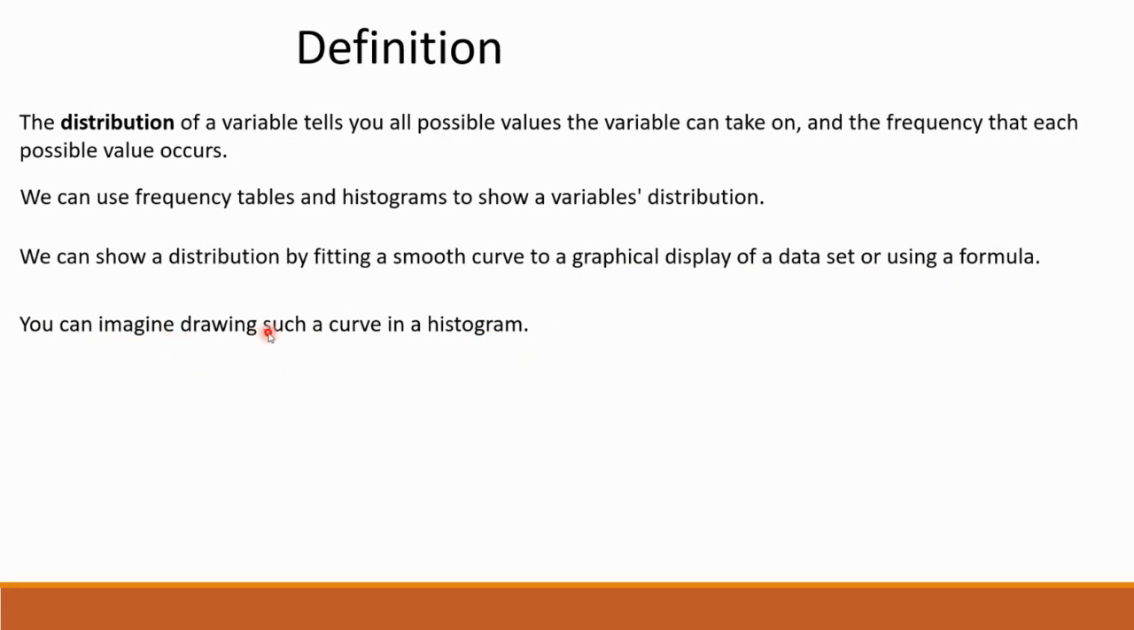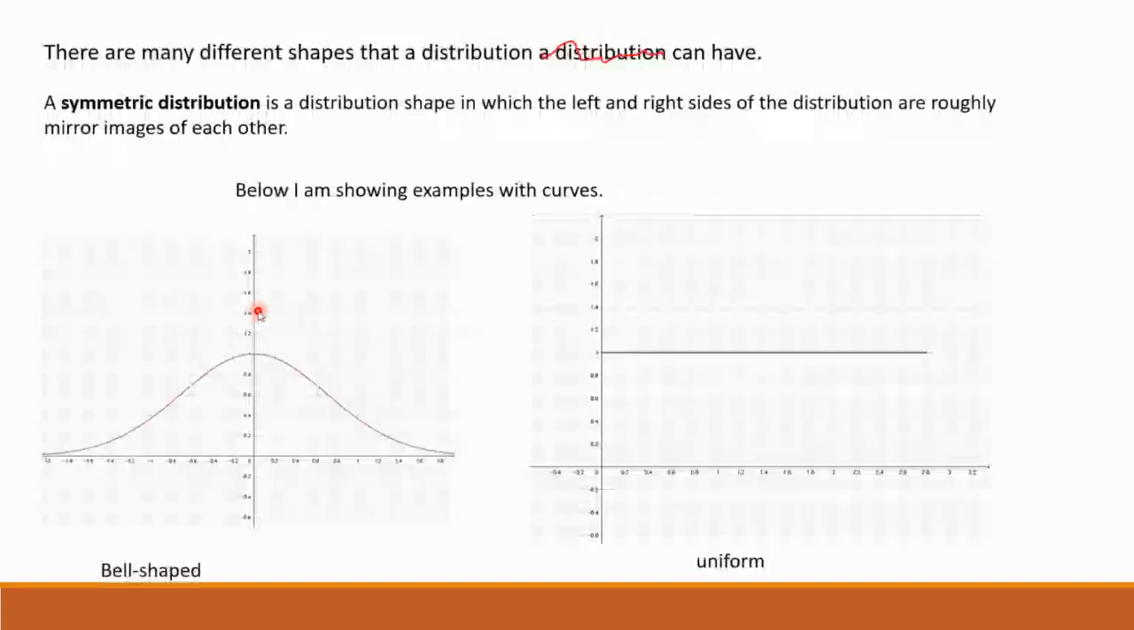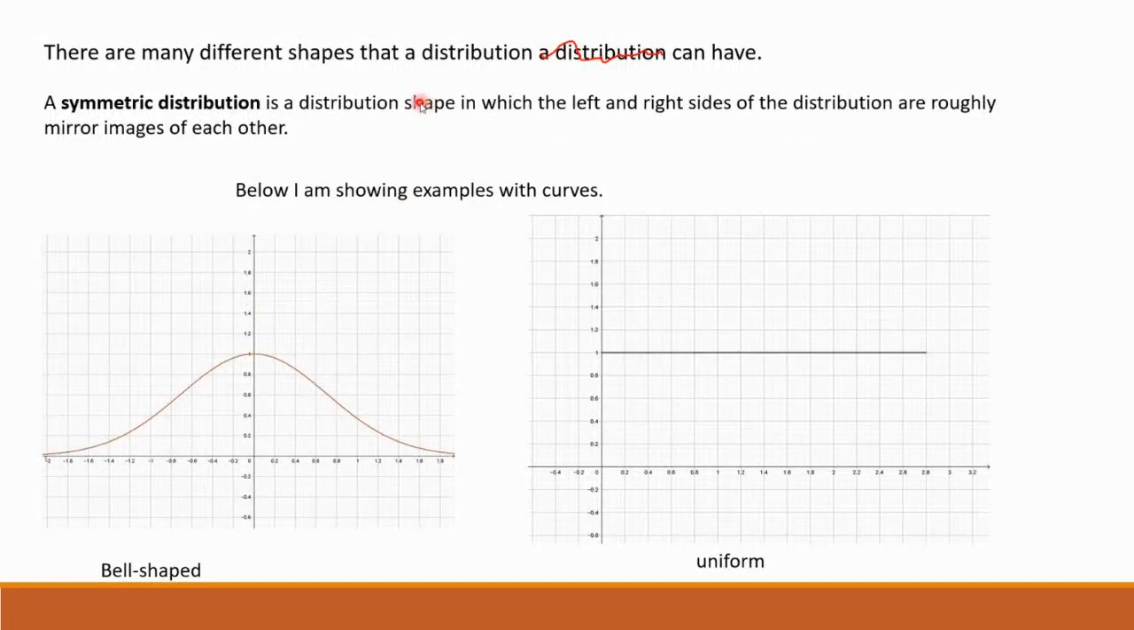And what we like to do is characterize them by what characteristics they have, what properties they have. One of them is basically their shape. There are many different shapes a distribution can take. And with these two, you can use a curve to display the distribution. And what we have here is a symmetric one.